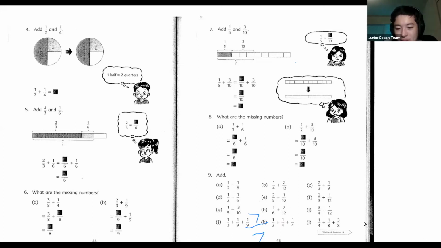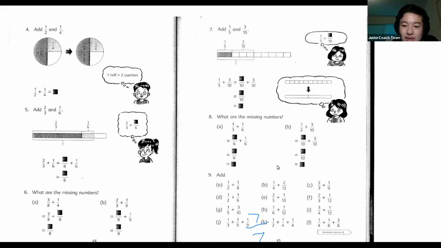3/4 plus 1/12. What would that be? 10 out of 12. Yeah. Right. And bonus question: what would you simplify it to? 10 over 12. 4 out of 12. No, 10 out of 12.